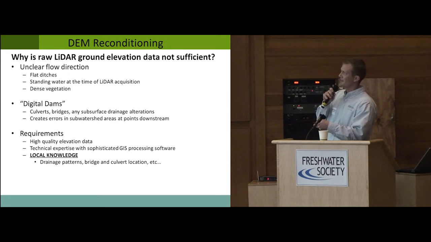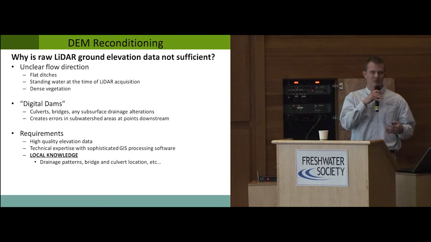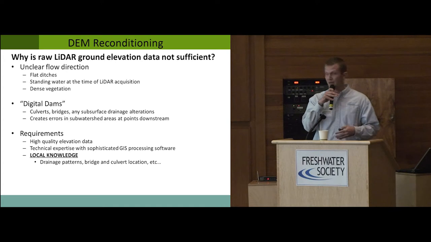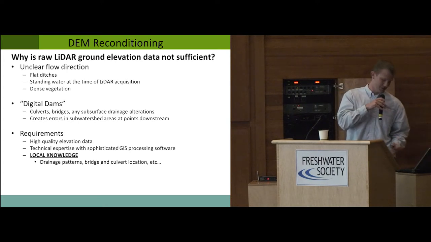I can figure this thing out here. When we say digital dam, what it does is it artificially would back water up behind that road. So, that one there. All right.